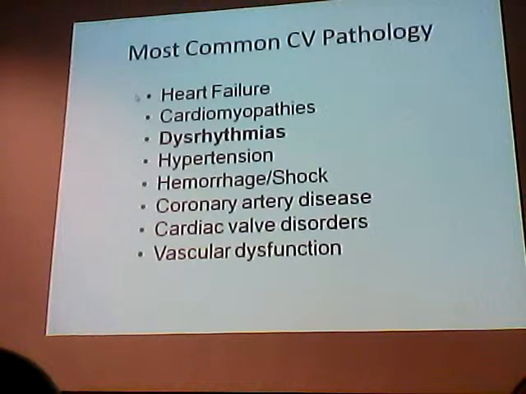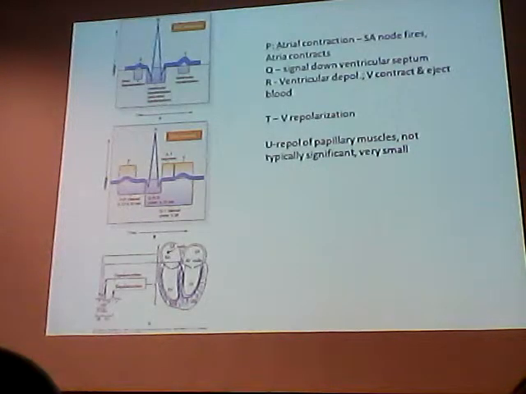There's a whole bunch of different heart problems. So remember, the P wave is atrial contraction. That's when the SA node, the sinoatrial node, fires. That's the very first signal. It tells the atria to contract.